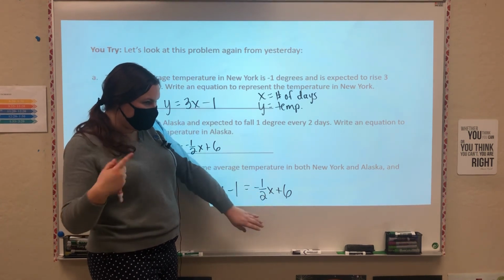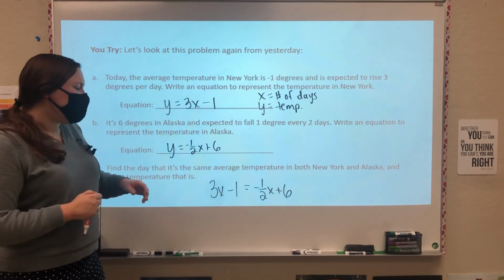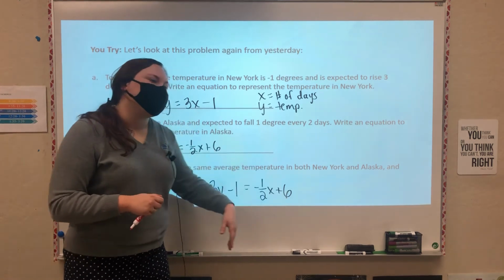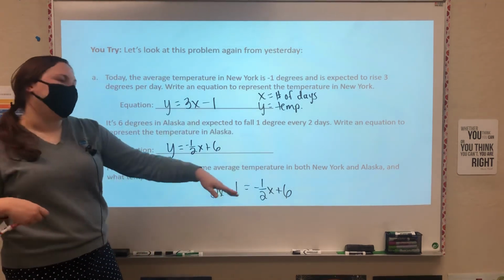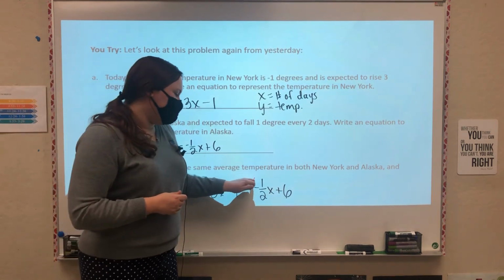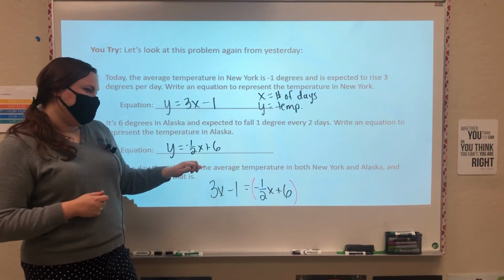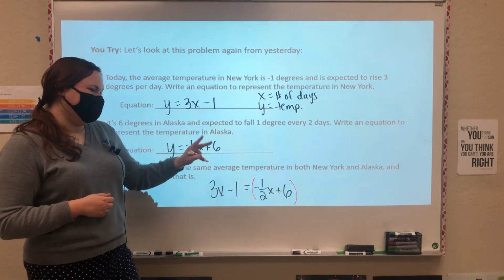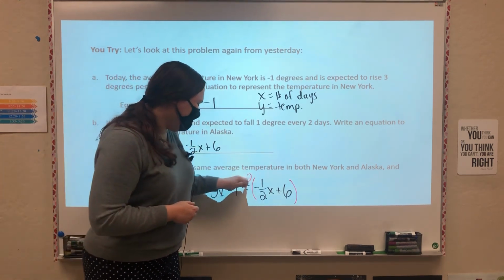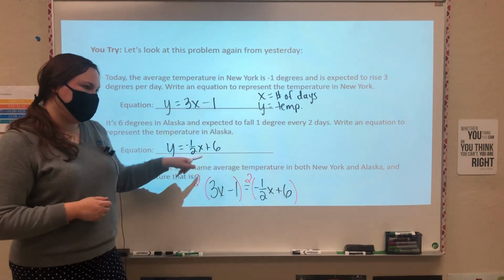What's the opposite of dividing by 2? Multiply. Yeah. So just like we can add a number on both sides, we can subtract a number on both sides, we can divide on both sides, you can multiply both sides of your equation. Here, to get rid of that fraction, I could multiply by 2. And over here, whatever you do on one side, you do to the other.